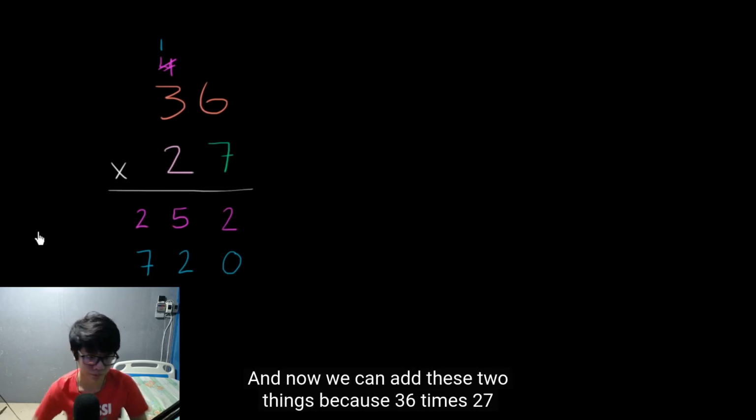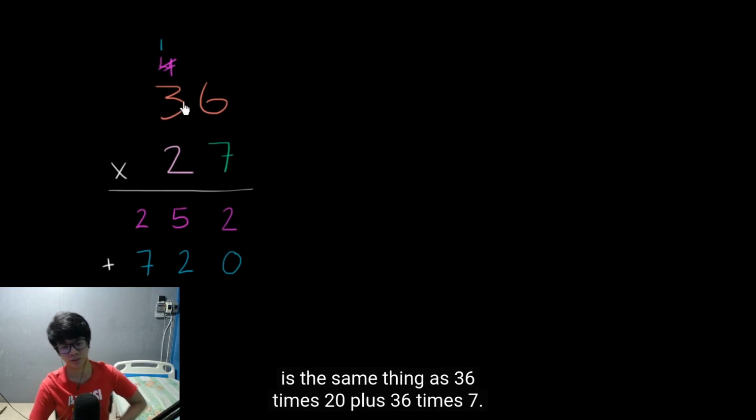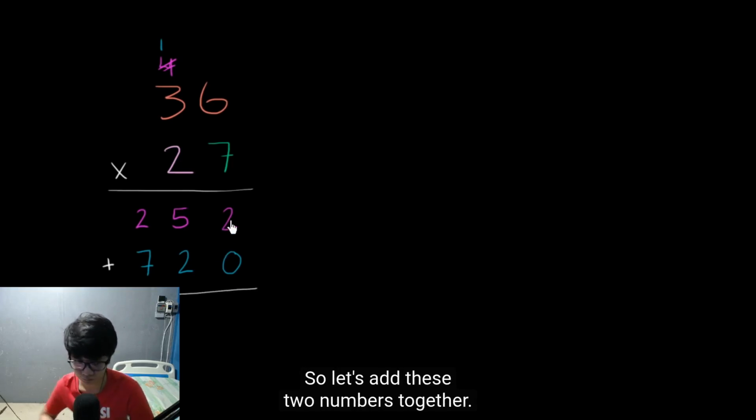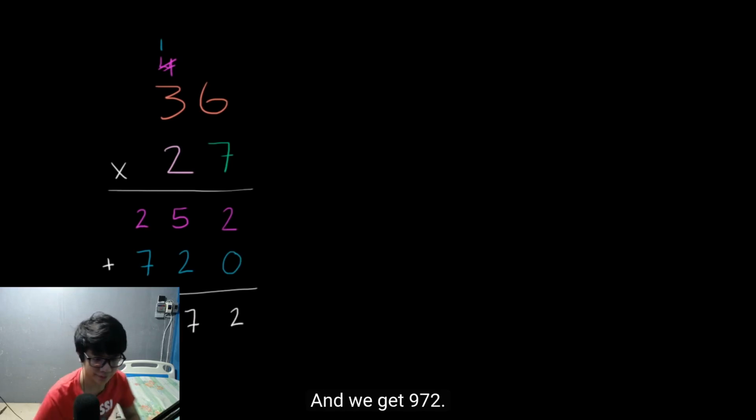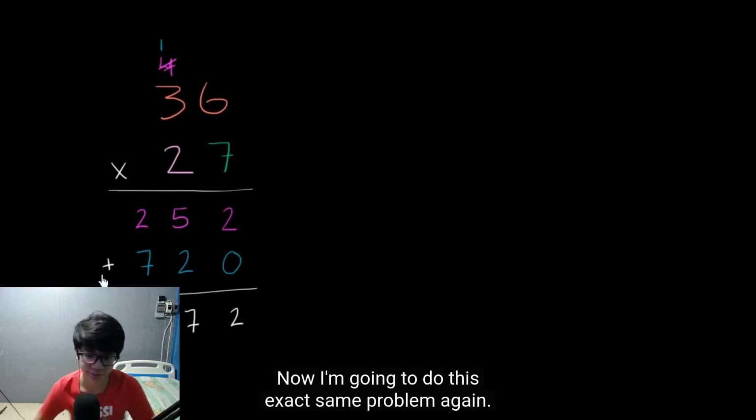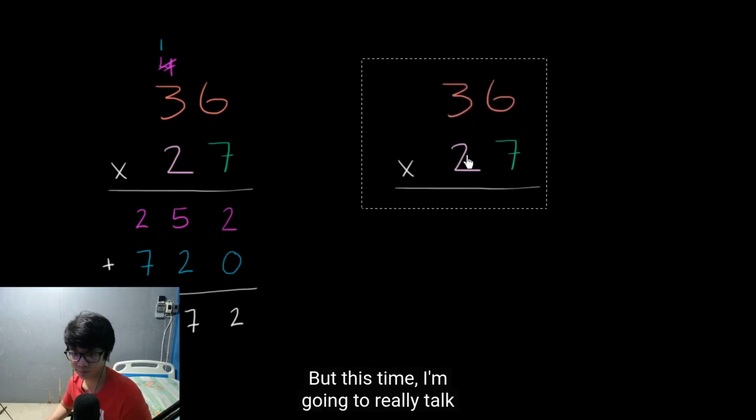And now we can add these two things, because 36 times 27 is the same thing as 36 times 20 plus 36 times 7. So let's add these two numbers together. 2 plus 0 is 2. 5 plus 2 is 7. 2 plus 7 is 9. And we get 972.